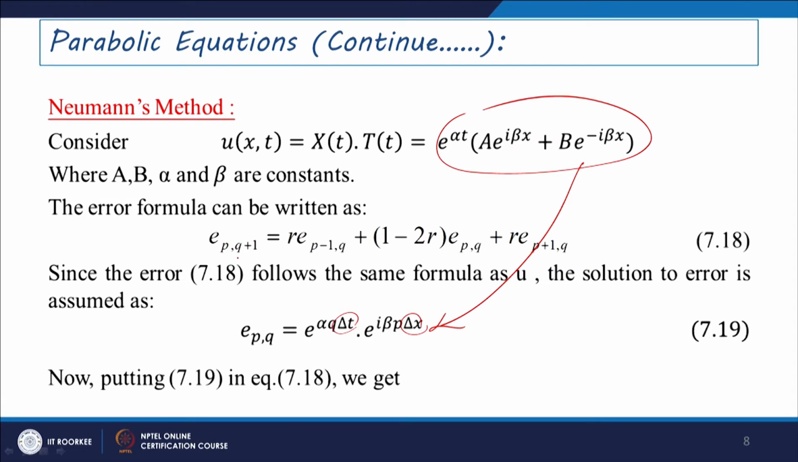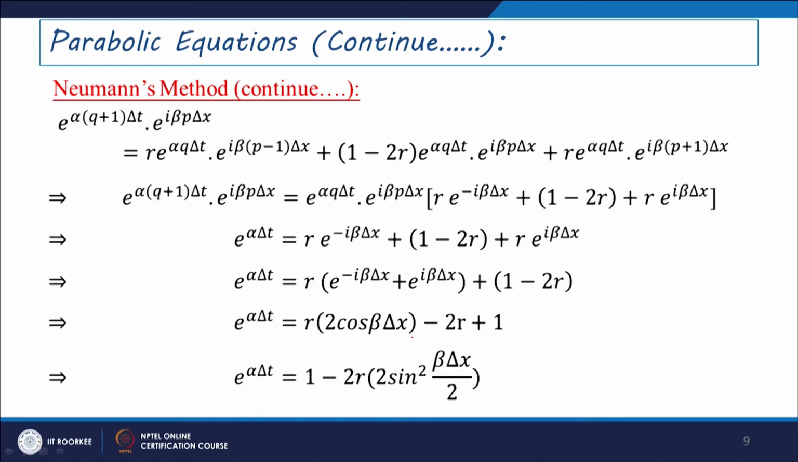of E of p, q plus 1 equals r E of p minus 1, q minus 2r E of p q plus r E of p plus 1, q. If we use E p q as the error term associated with this p q node, then we can say that this can be propagated to p, q plus 1 in the form e to the power alpha, q plus 1 delta t into e to the power I beta p delta x.